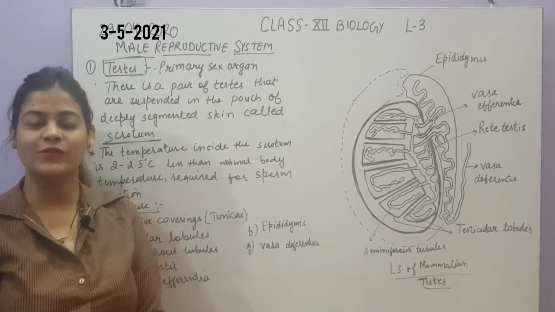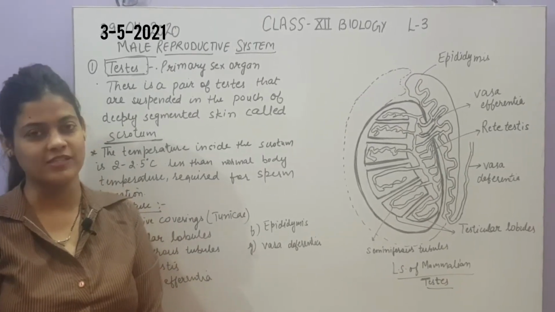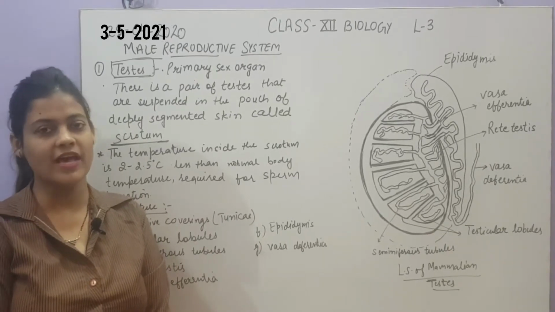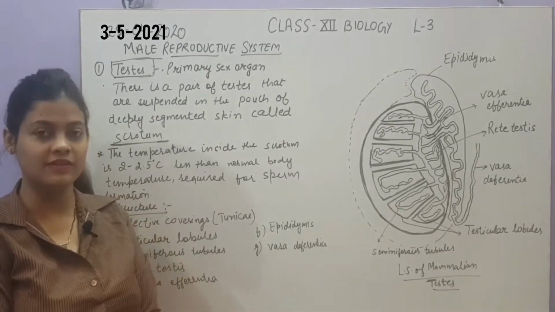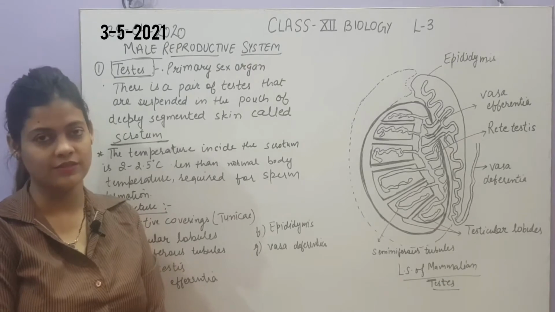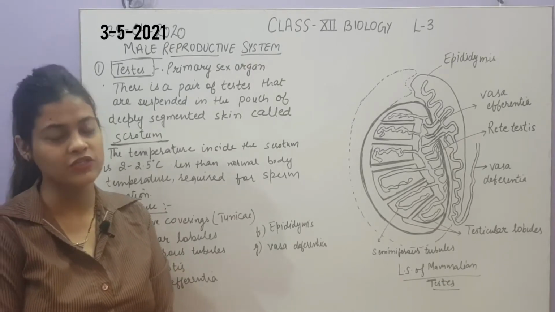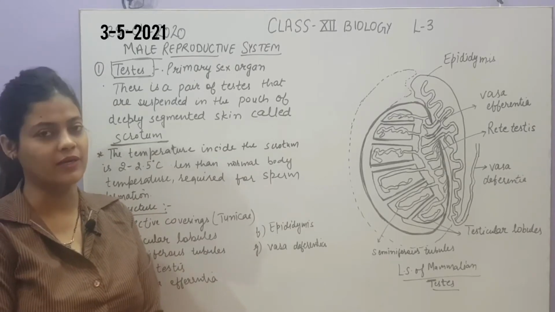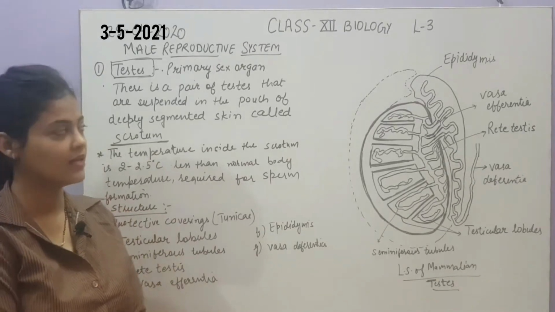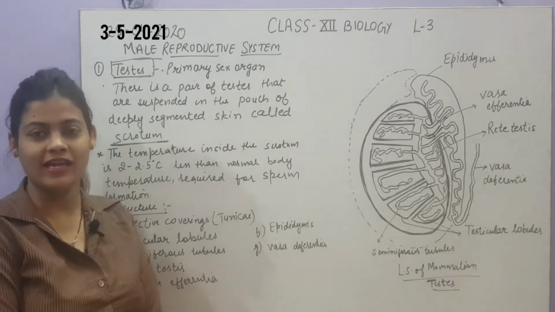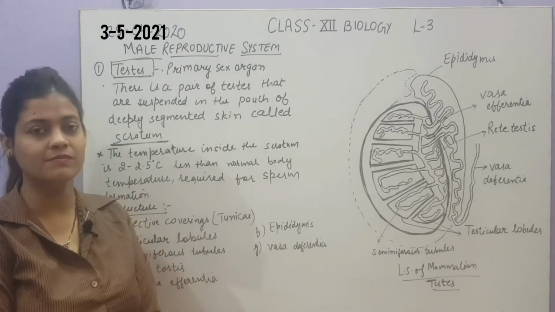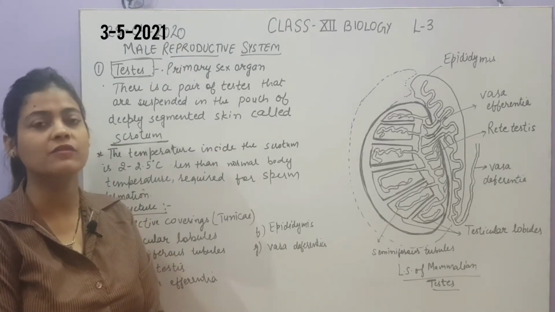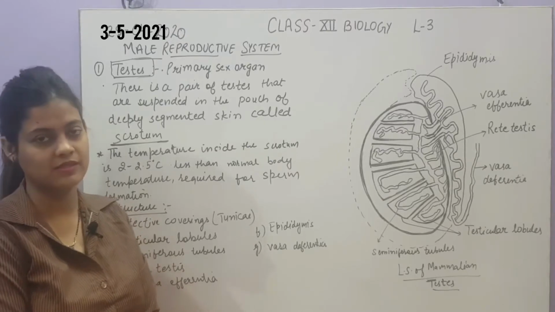So let's start with today's biology class of class 12. Yesterday we started with lesson 3, human reproduction, and I gave you an introduction of the chapter. And we also started with the male reproductive system. So let's see now the details of the male reproductive system, its parts and the functions of the various parts.